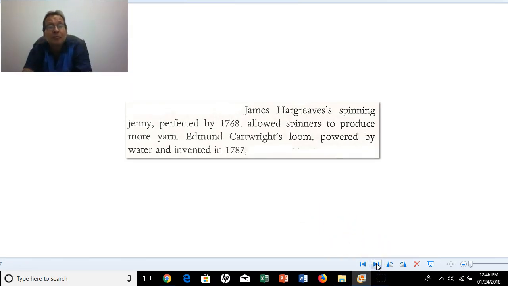All of these different entrepreneurs and inventors like James Hargreaves' spinning jenny, which allowed spinners to produce more yarn, Edmund Cartwright's power loom, which was powered by water, and it was invented in that year. Another one was John Kay, who invented the flying shuttle.